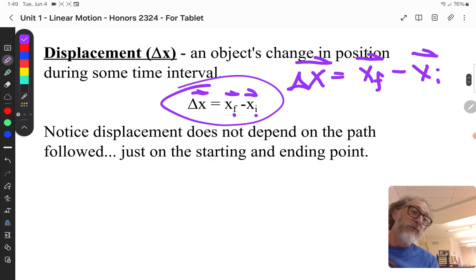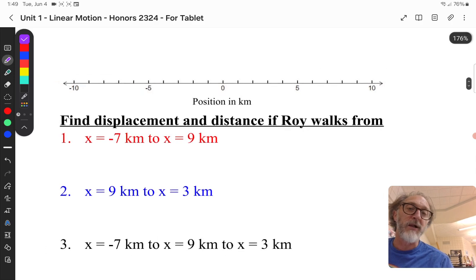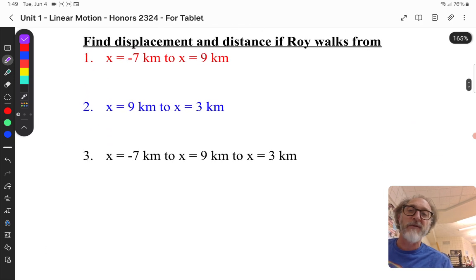So notice when you calculate displacement, this shows you that it doesn't care about the path that you followed. All it cares about is where did you start and where did you end. So to see this, let's do an example here on this last slide, and then I'll shut up and you can go have a bowl of ice cream or something.